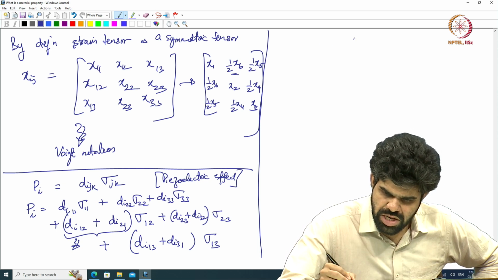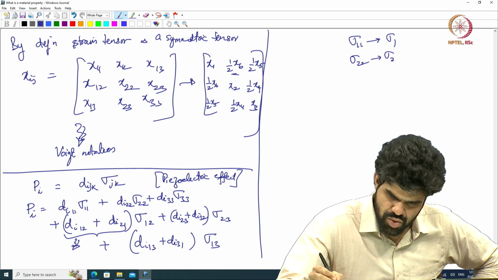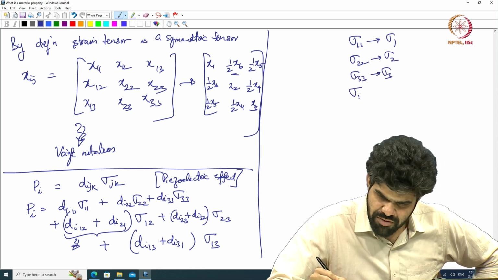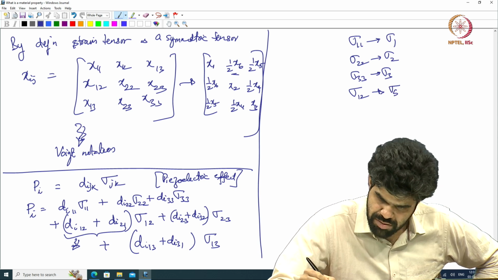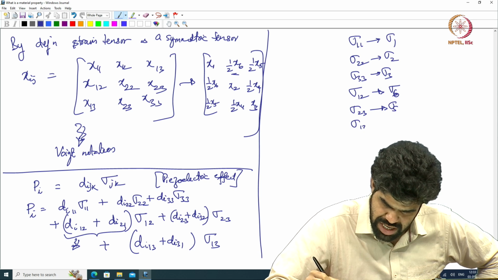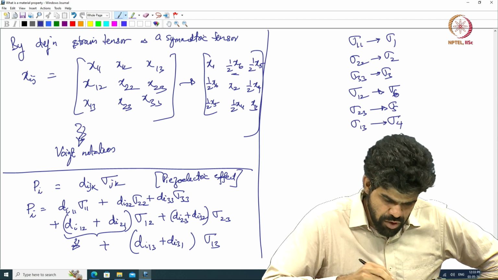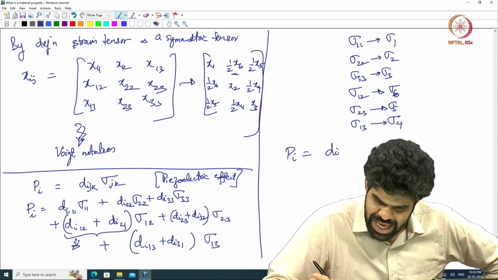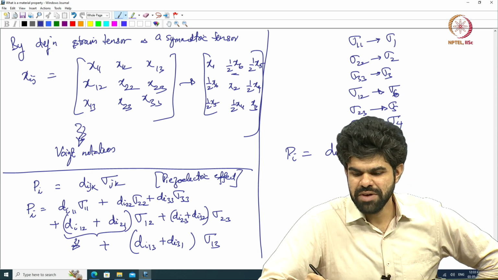So, as you know, sigma 1 1 was defined as sigma 1, sigma 2 2 was defined as sigma 2, sigma 3 3, I am going back to Voigt notation, as sigma 3, sigma 1 2 is nothing but sigma 6, sigma 2 3 is nothing but sigma 4, and sigma 1 3 is nothing but sigma 5, right. So, now I want to write my P_i as just d_ik times sigma_k, right, where sigma_k.